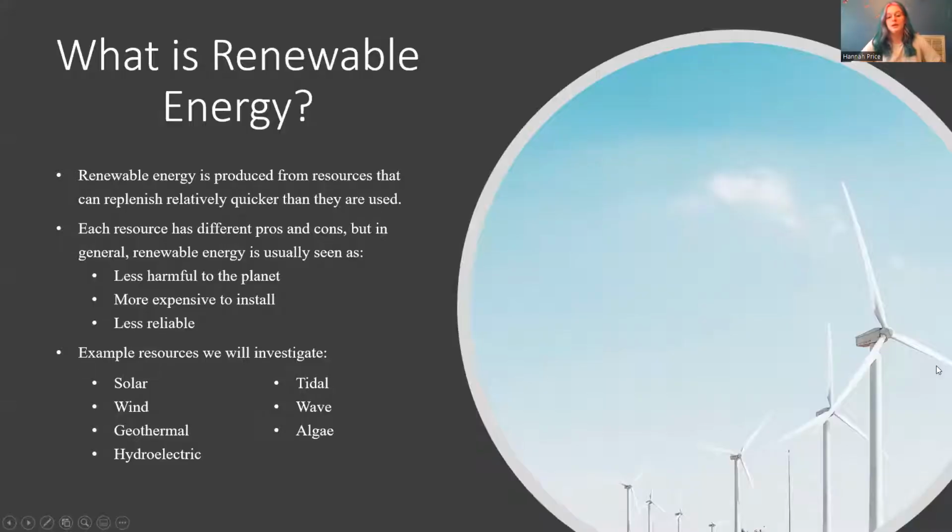So first off, what is renewable energy? Renewable energy is produced from resources that can replenish relatively quicker than they are used. Each resource has different pros and cons, but in general, people usually see it as less harmful to the planet, more expensive to install, and less reliable. Examples that we're going to be looking over are solar, wind, geothermal, hydroelectric, tidal, wave, and algae.